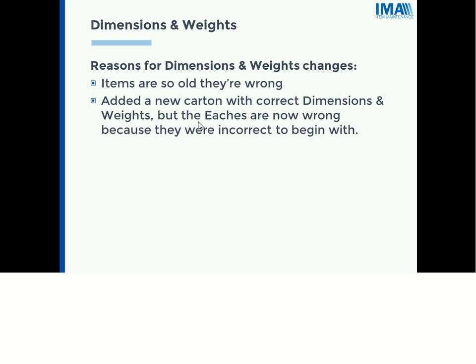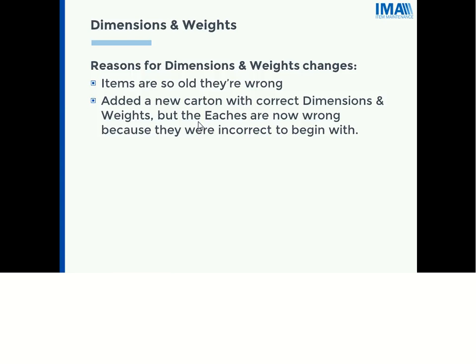We didn't always have the dimensions and weight check on the items in IMA. That's only happened maybe in the last 5 years or so. So if an item is really old, it could have gone through with completely wrong dimensions and weights that didn't make sense with the carton.